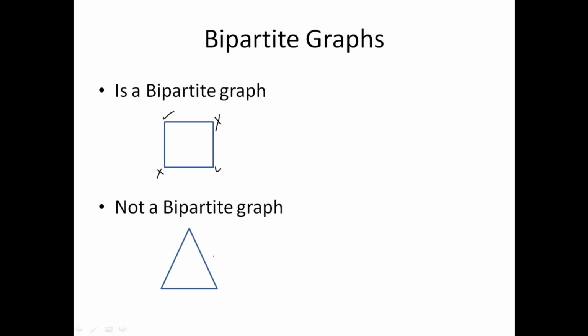Whereas a triangle is not a bipartite graph. I can put this in L, but if I put this in R, then I don't know where to put this. If I put this in L, there is an edge within L, and if I put this in R, there will always be an edge which is going inside R. So once I put one vertex in L and the other in R, I don't know where to put the other vertex. So the triangle is not a bipartite graph. The square that I showed you is a bipartite graph.